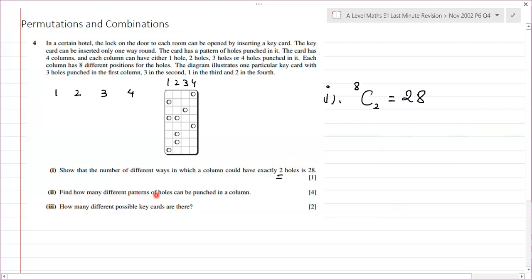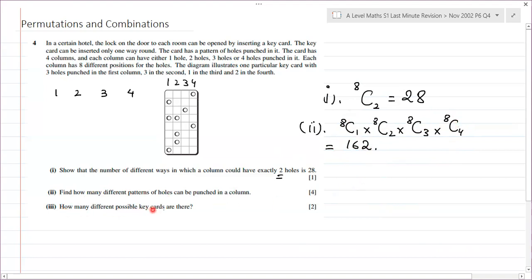Find how many different patterns of holes can be punched in a column. The patterns that you can have would be, for the first one, 8C1. There can be one hole, or there can be two holes, 8C2, or three holes, 8C3, or four holes, 8C4, out of the 8. That's one hole, two holes, three holes, and four holes. So that's just going to give you 162.